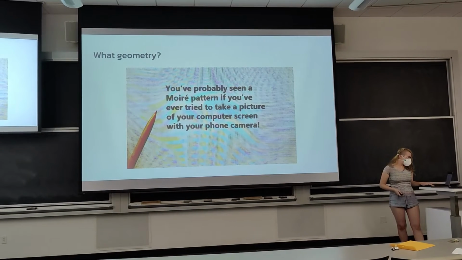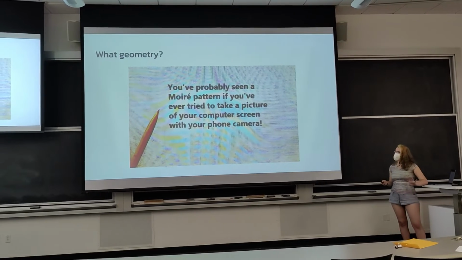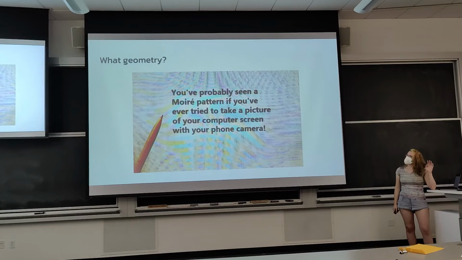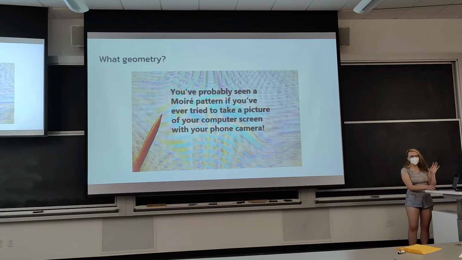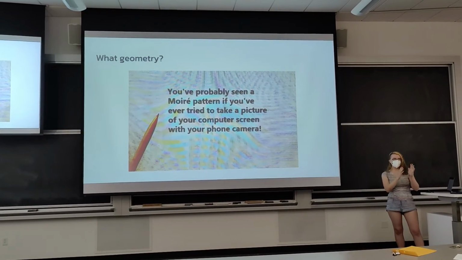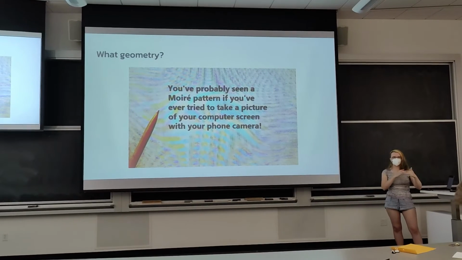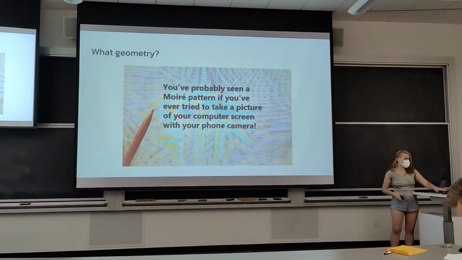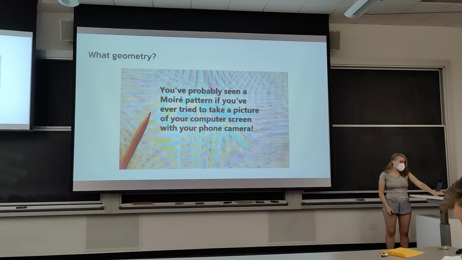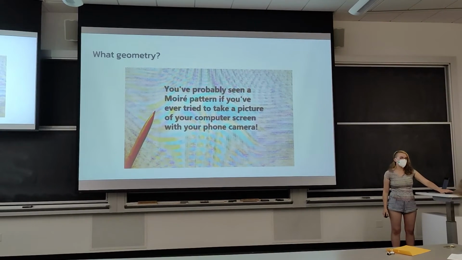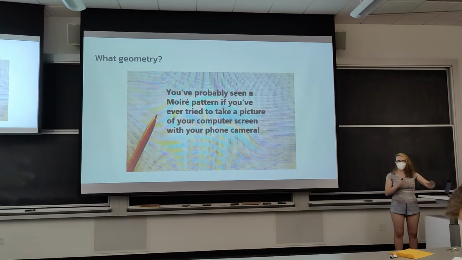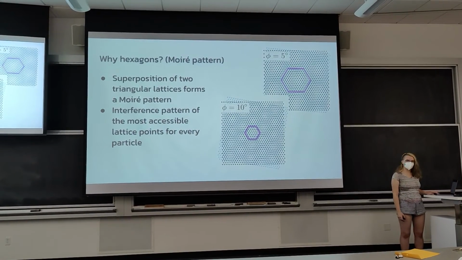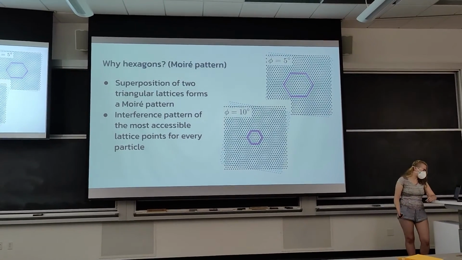Now, I'm going to take a little bit of a detour, hold that thought on hexagons, and ask if you've ever heard of Moiré pattern before. This is like the interference pattern between the square lattice of your computer screen and the square lattice of your phone camera whenever you try to take a picture of your computer screen with your phone. And the interference pattern reflects the underlying geometry of the lattices that are interfering with each other. It happens that two triangular lattices form a hexagonal Moiré pattern.